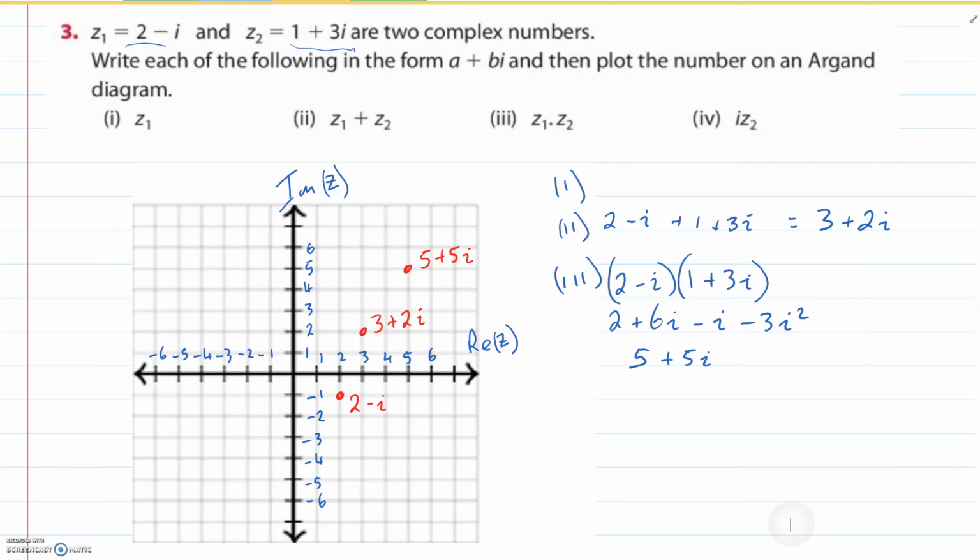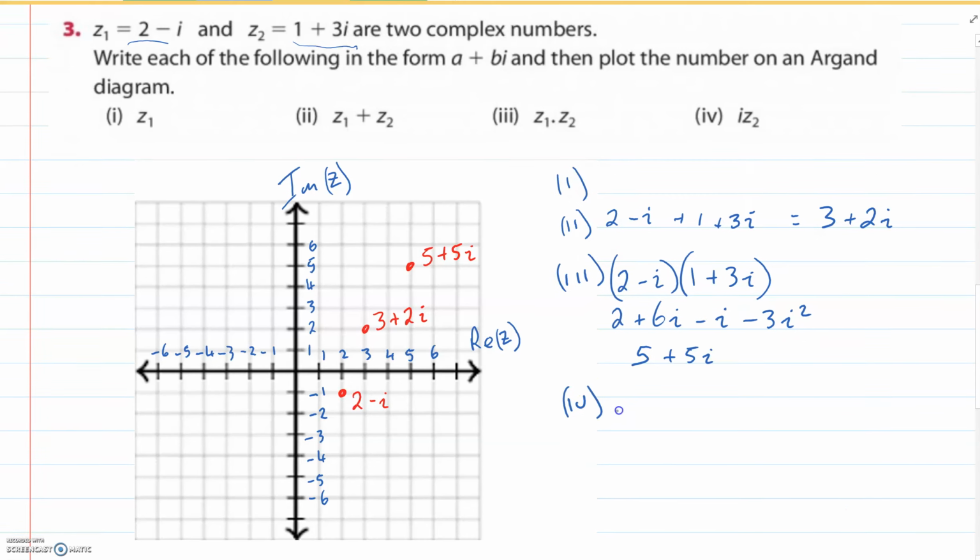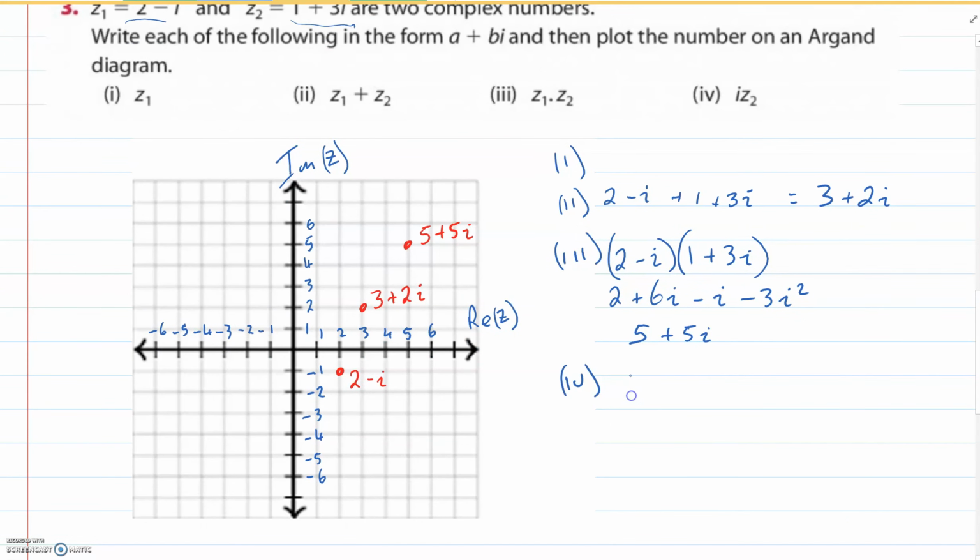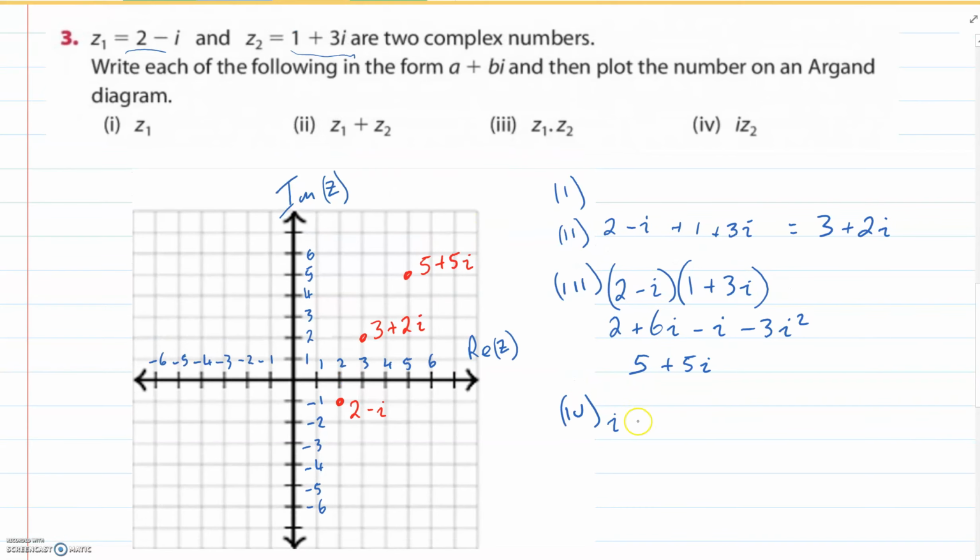And the last one is i times z2. So I multiplied by z2, and what is z2 from up here? It is 1 plus 3i. So when you multiply those two together, you are getting 1 times i is i, and 1 times 3i is plus 3i squared. Now we know i squared is minus 1, so that becomes i minus 3.